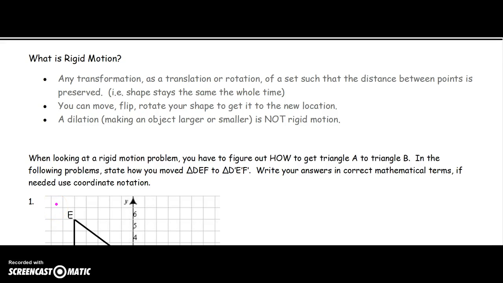So if you think back to Unit 3, where we did translations and rotations and reflections and dilations, the only one that we cannot use in this rigid motion is dilation, and that's because it actually changes the object.